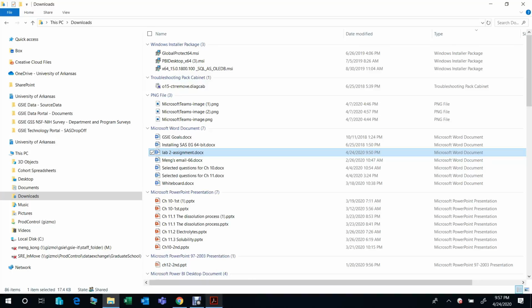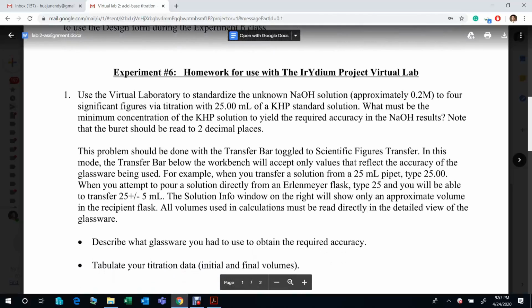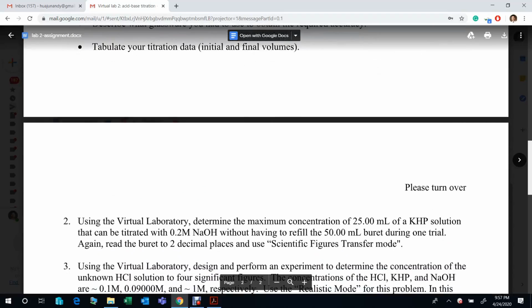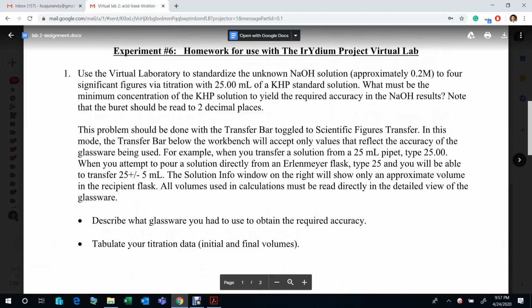Hello everyone. Now let's work on the virtual lab 2. So here you see we can work on the first task. Use the virtual laboratory to standardize the unknown sodium hydroxide solution, approximately 0.2 molar.